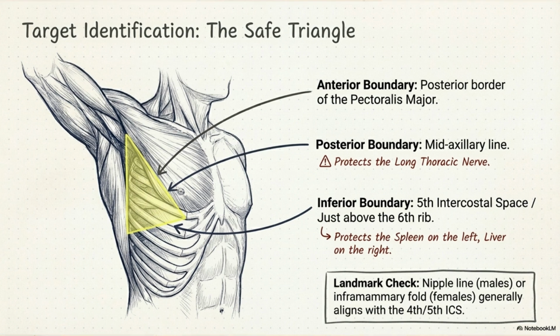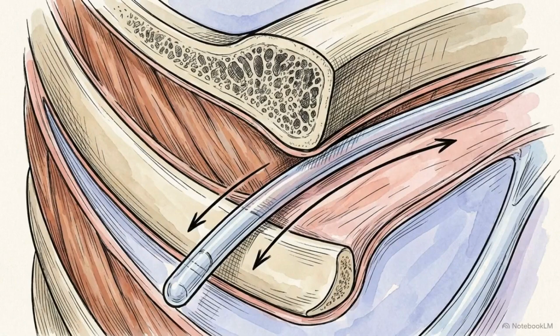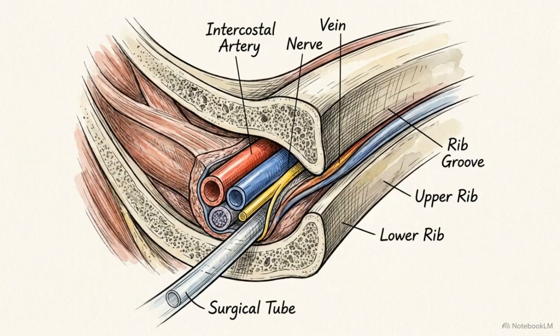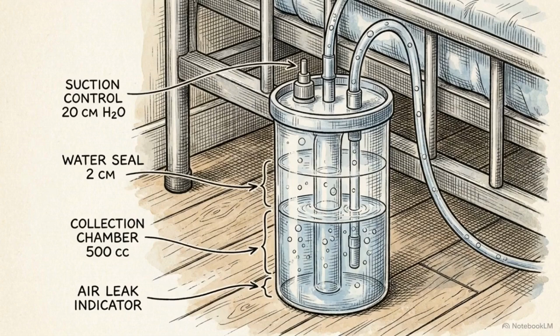Insertion strictly follows topographical landmarks known as the triangle of safety. This area is bordered anteriorly by the mid-axillary line, inferiorly by the level of the nipple, and laterally by the pectoralis major. The anatomical rule for this procedure is absolute. The drain must pass directly over the superior edge of the rib to avoid severing the neurovascular bundle that runs along the inferior margin. Managing the pleural space relies entirely on biological plumbing.